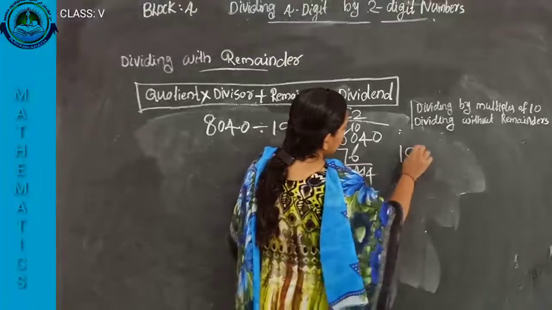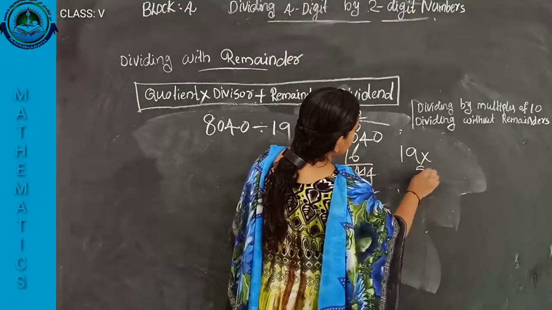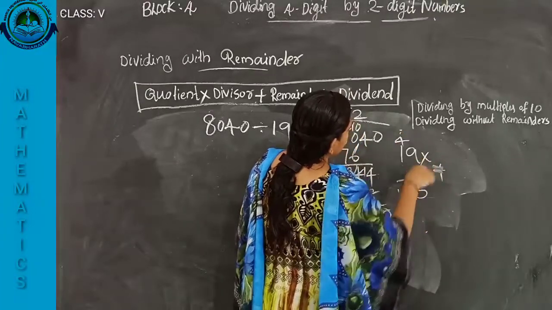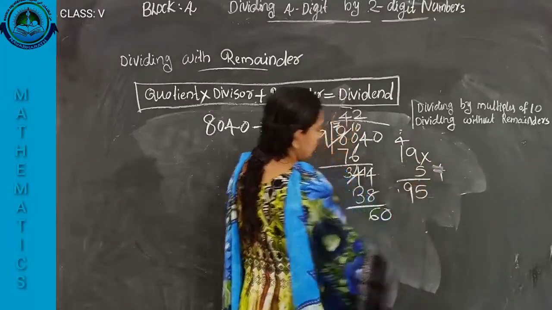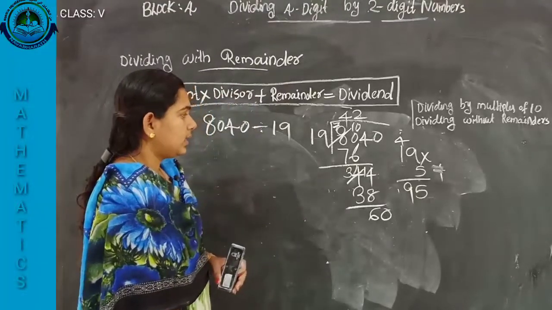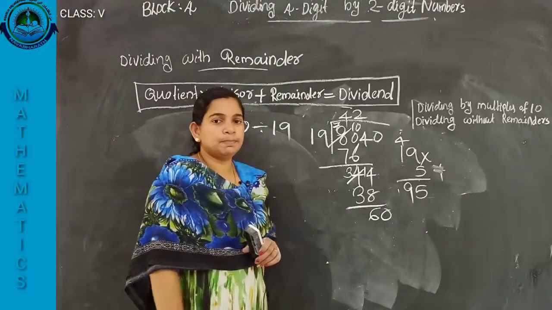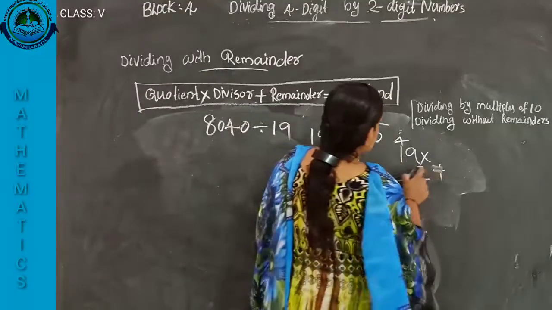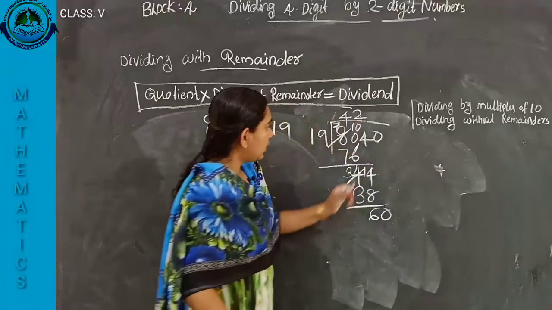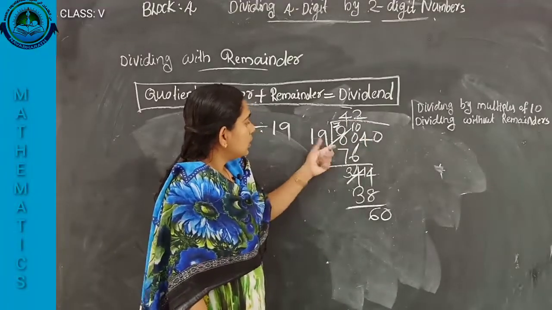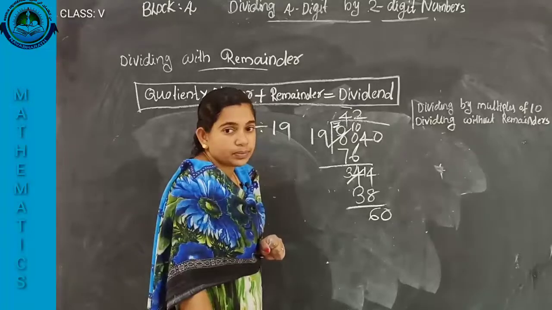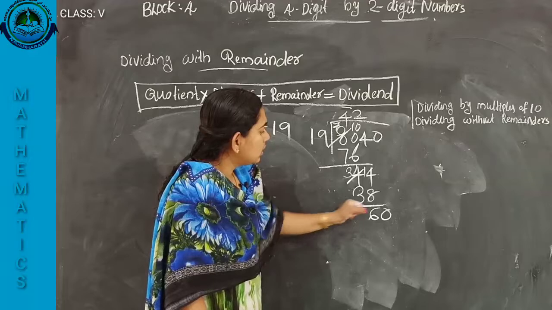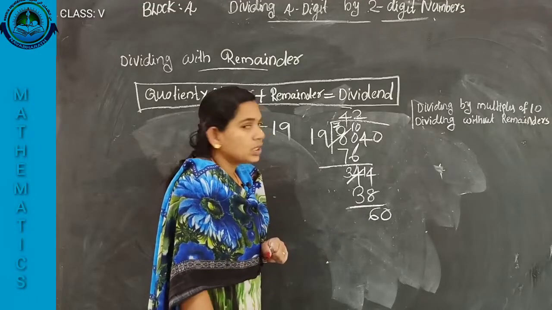So 19 into 5 we can choose. 5 into 9, 45. 4 carry, 5 plus 4, 9. 95. So that's not possible. The next. Here you look, 2 into 19, 38. 2 into 19, 38. So next digit.